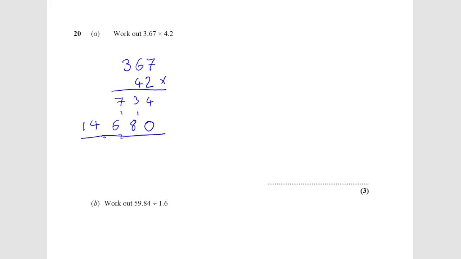And I'm adding these two numbers together. 4 plus 0 is 4. 3 plus 8 is 11. 7 plus 6 plus 1 is 14. So I've got the digits 15414. So the answer to this will have the digits 15414. We've ignored 3 decimal digits, so we need to put 3 decimal digits in. So I'm going to go with 15.414.